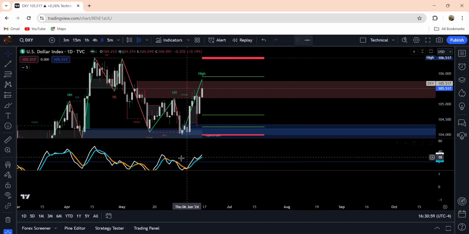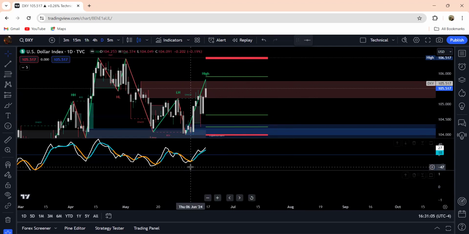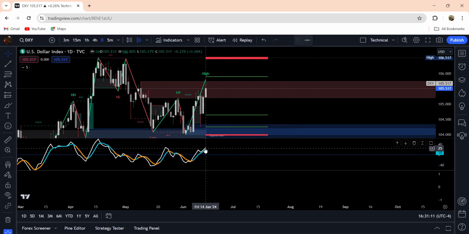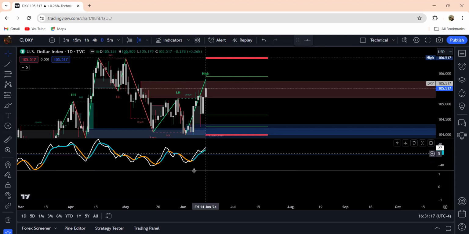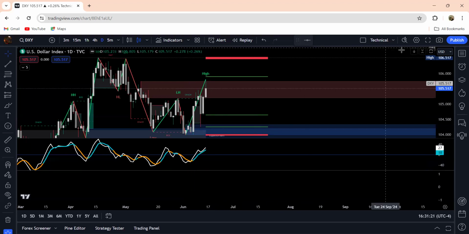So in any case, utilizing the momentum oscillator indicator, we see that the white line for the dollar is above the blue line, again indicating buying pressure, more buying pressure than selling pressure right now for the dollar. So the dollar is bullish, right? Let's take a look. And this is the daily, just to give you an idea.